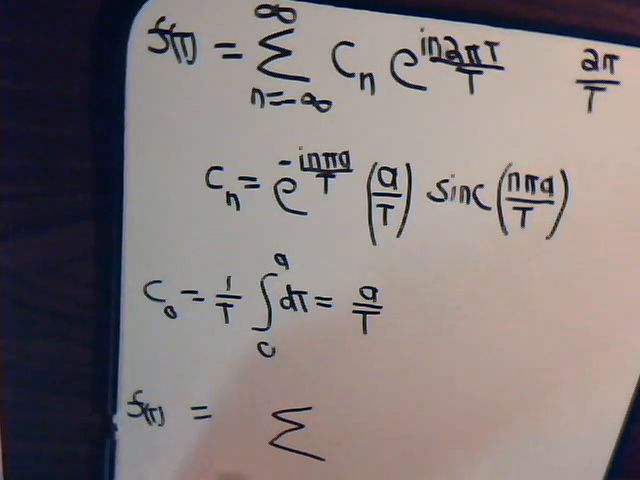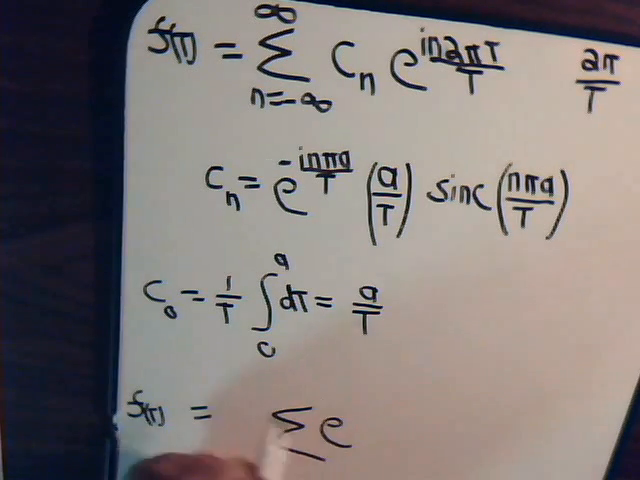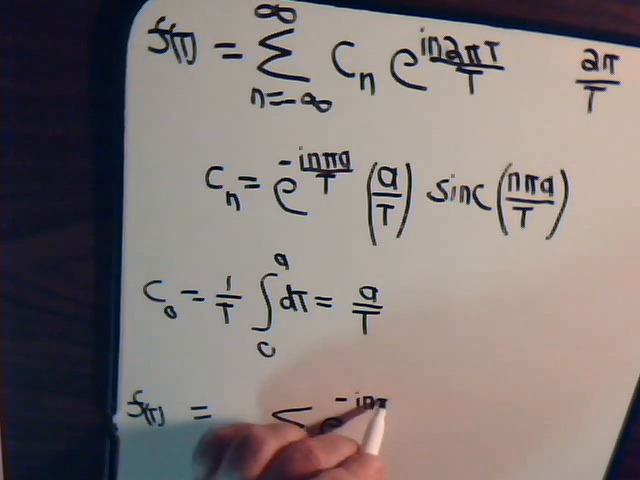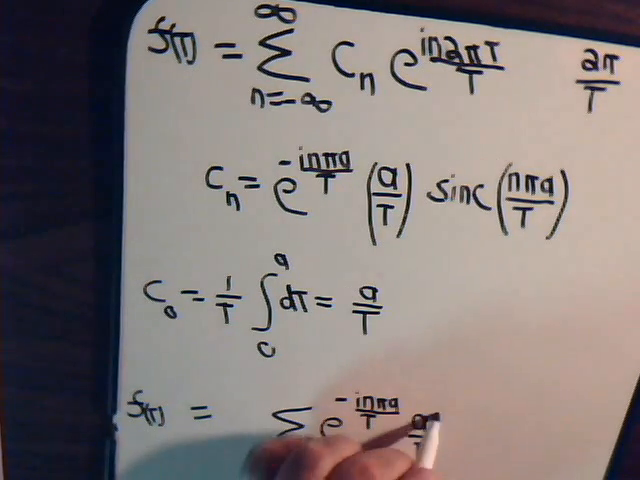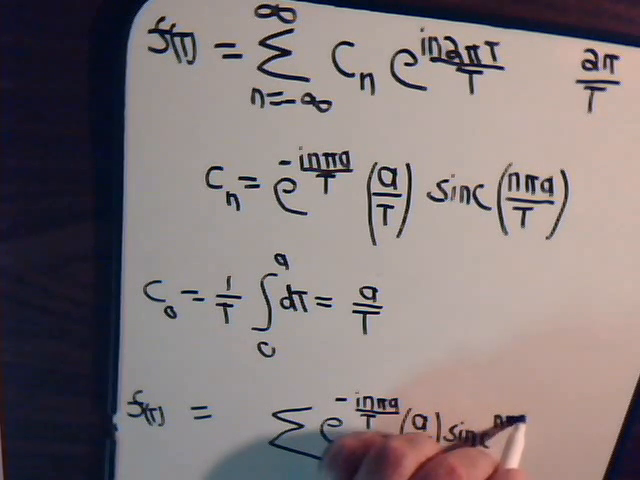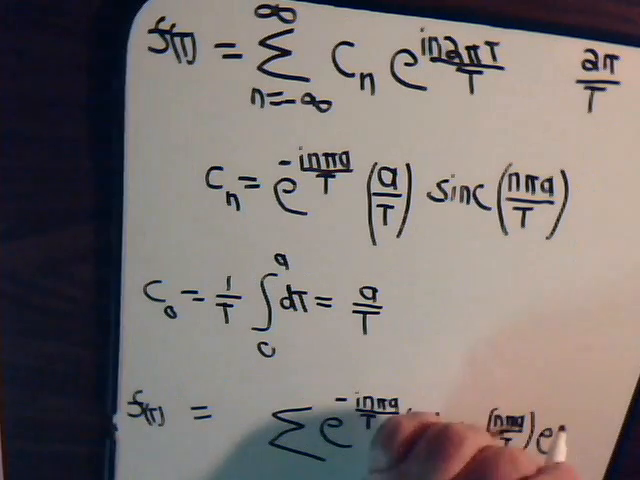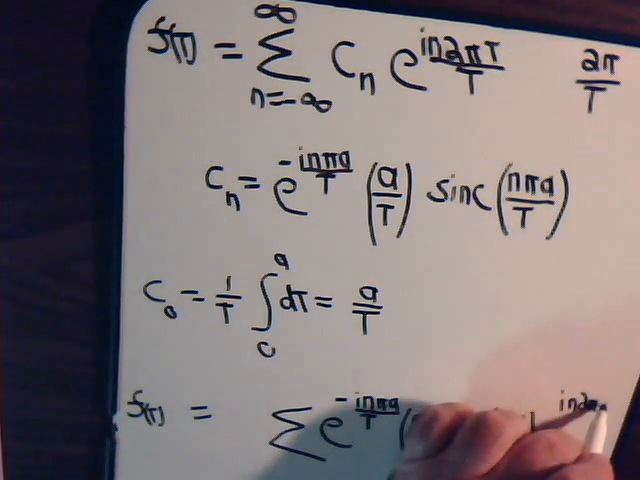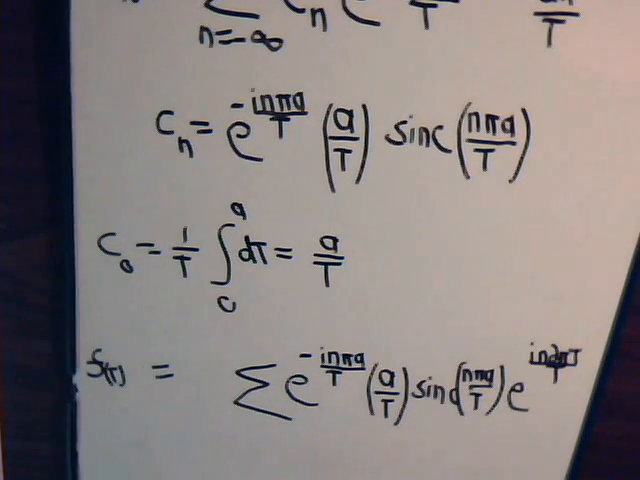So finally we have f of t equals this summation, C sub n, that's this, times this. So we're going to have e to the minus i n pi a over t times a over t sinc n pi a over t times this, e to the i n 2 pi small t divided by capital T. So there's our expression for f of t, and that goes from n going from minus infinity to plus infinity.